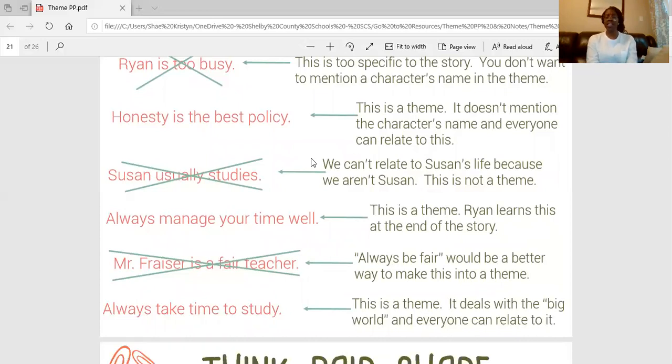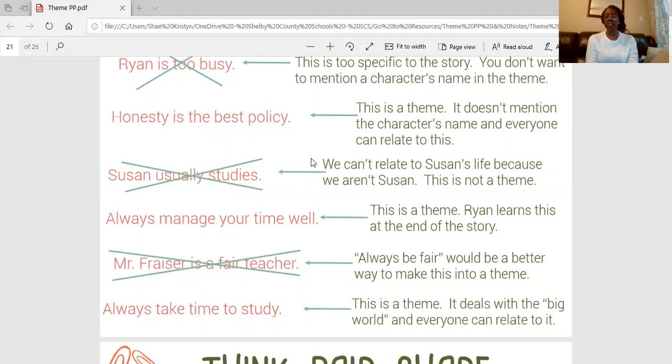Always take time to study. So this is a theme because it deals with the real world. It applies to Ryan's life. He was too busy to study, but he needed to take that time. He probably needed to communicate, talk to his parents, or think about the time that he had and the times that he could actually study. He needed to take time to study. This deals with Ryan just like it deals with if I were in my everyday life, I would have to take time to plan out lessons. That would be a lesson that I would learn as a teacher.